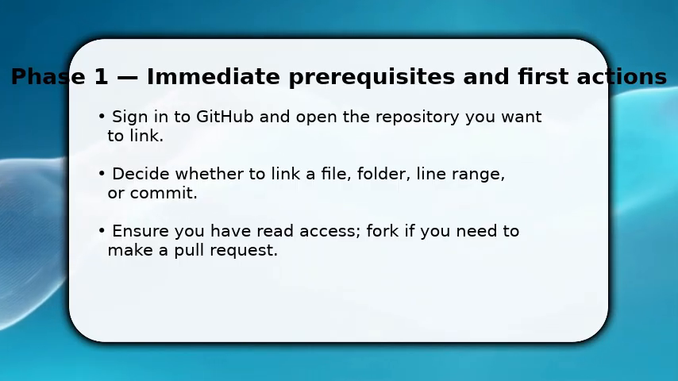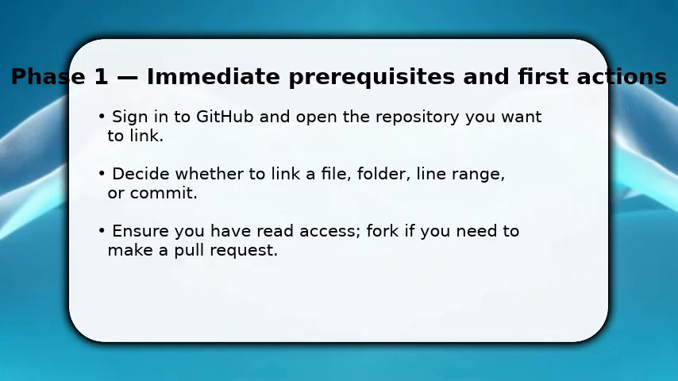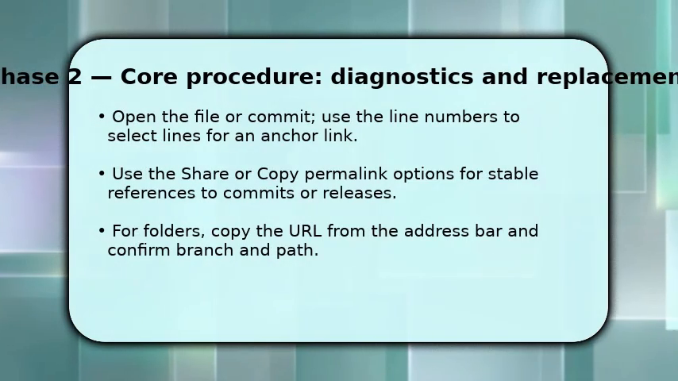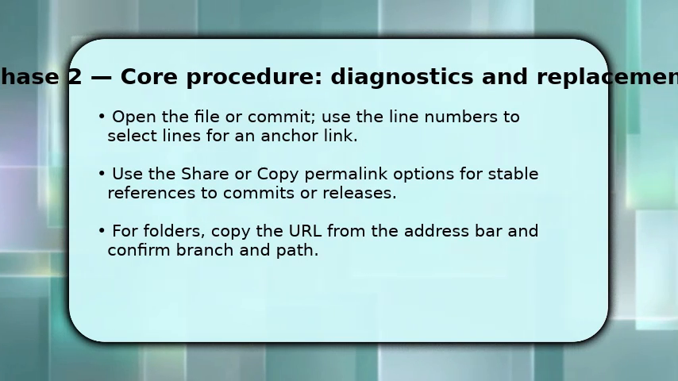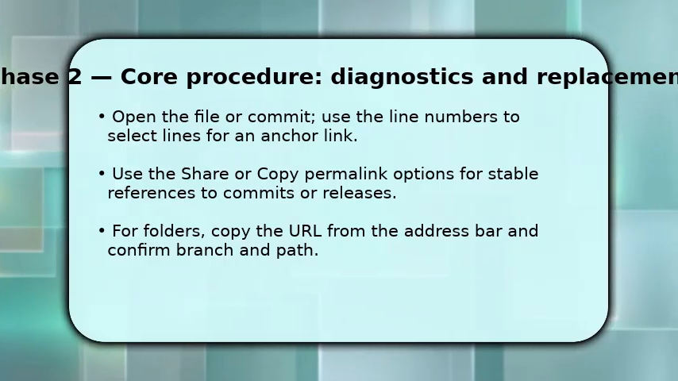If you'll propose changes, fork the repo now. Then navigate to the target file or view so you can create a precise, shareable link. Once at the target, select specific lines by clicking the line numbers. You'll see an updated URL with a fragment that points to those lines.